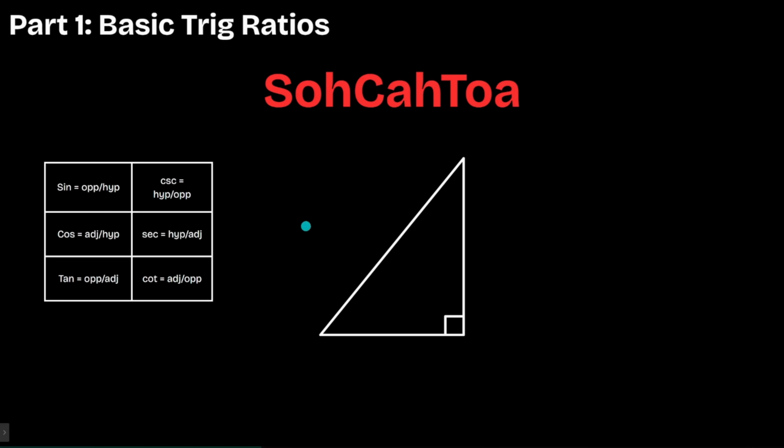So with that being said, when you are looking for a value of cosecant, you're going to flip your sine values. So if we look at our SOHCAHTOA here, we see sine is opposite over hypotenuse. So the reciprocal cosecant is going to be hypotenuse over opposite. And for cosine, we see adjacent over hypotenuse. The reciprocal secant is hypotenuse over adjacent. And for tangent, we see opposite over adjacent. And the reciprocal cotangent is adjacent over opposite.